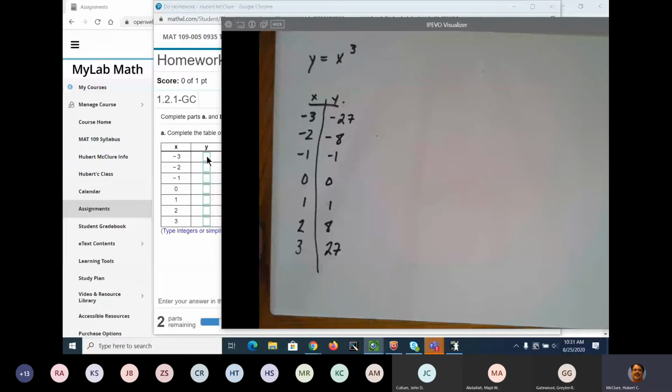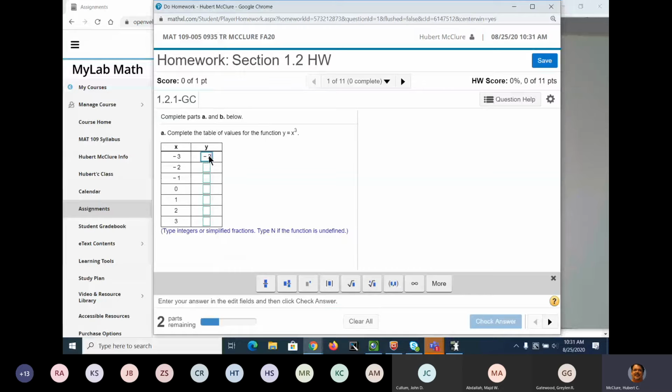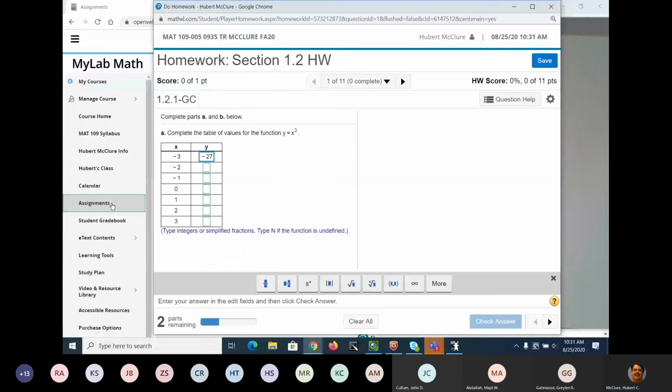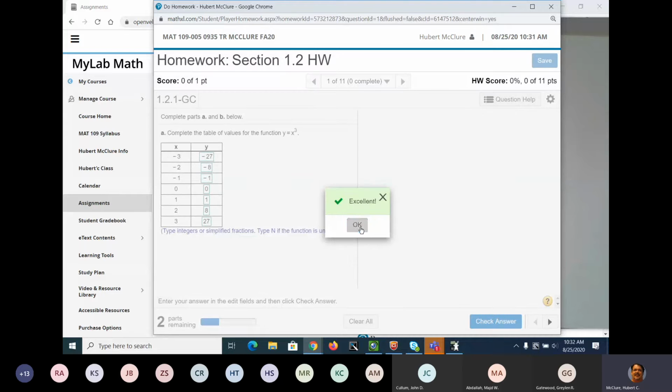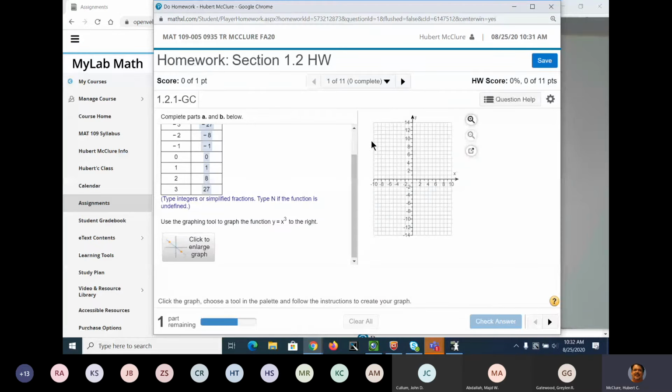So we're going to type that in. Negative 27, negative 8, negative 1, 0, 1, 8, and 27. I thought for sure we'd be already in algebra by now, but we're still doing this. They want you to graph it. I'm going to show you how to graph it.